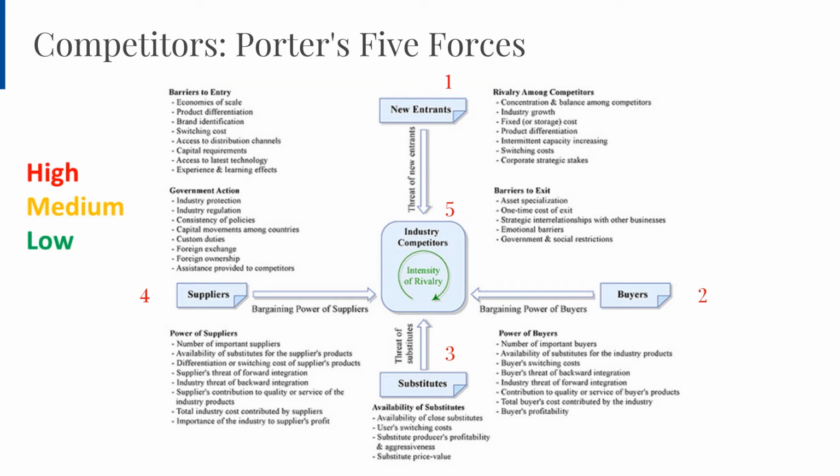The second force is the bargaining power of buyers. Sometimes those buyers are direct customers, sometimes they're the end consumers. The third force is the availability of substitutes, whether or not there is any competition where a buyer or a supplier can go elsewhere in the marketplace. The fourth is the bargaining power of suppliers. And the fifth is the intensity of rivalry in the industry.